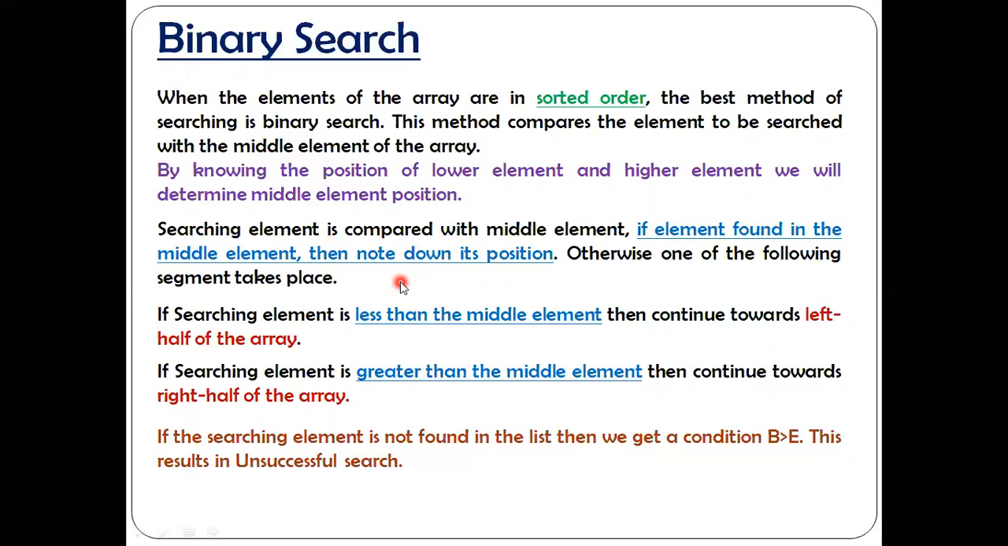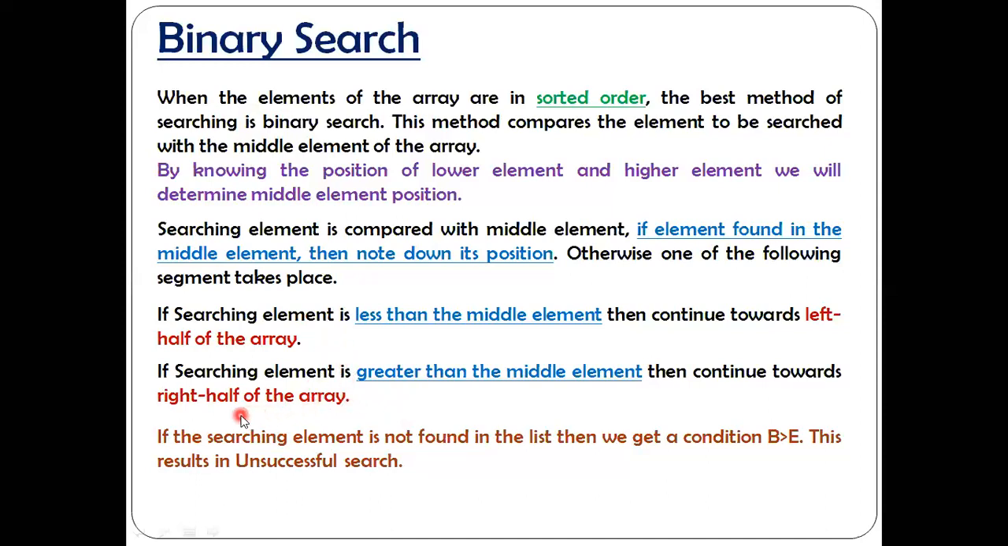The formula is m equals (b plus e) divided by 2. Suppose the searching element is present in the middle element itself, we'll note down its position and come out of the algorithm. Suppose the searching element is not present in the middle element, then one of the actions is performed. If the searching element is less than the middle element, then we should traverse towards the left half of the array. The next case, if the searching element is greater than the middle element, then continue towards the right half of the array. Based on the conditions, we'll execute the statement.